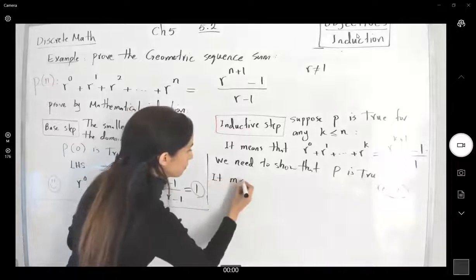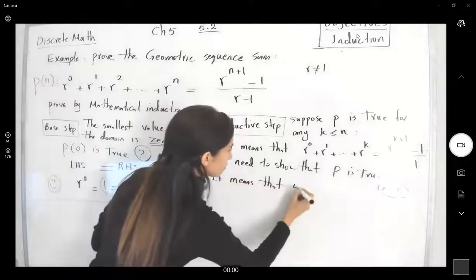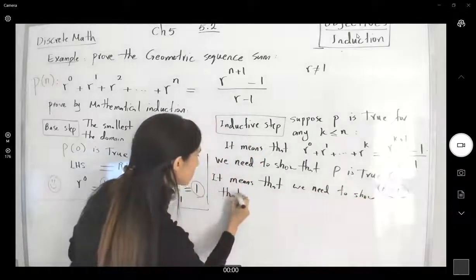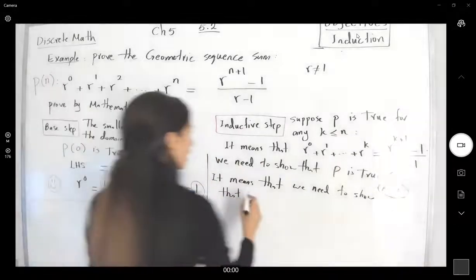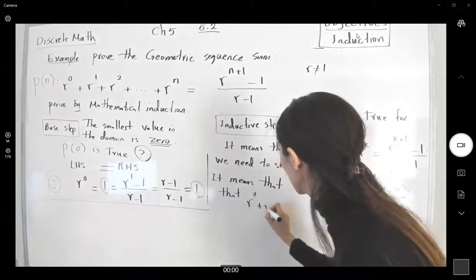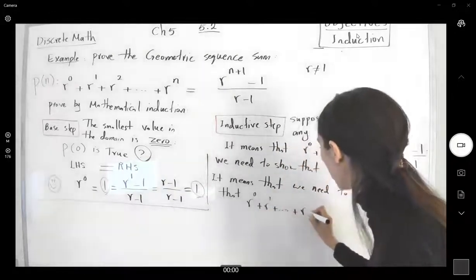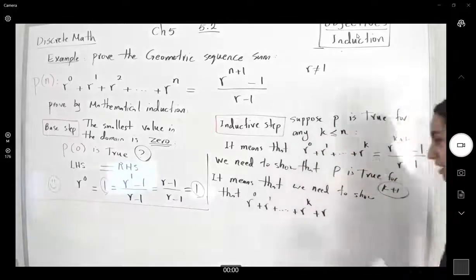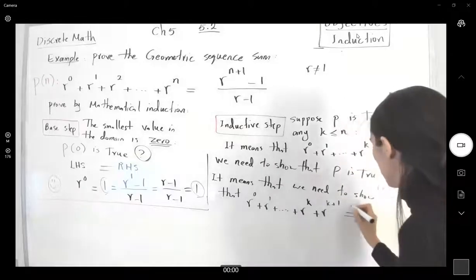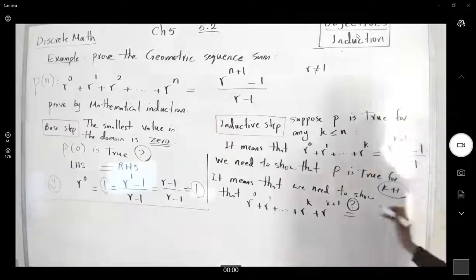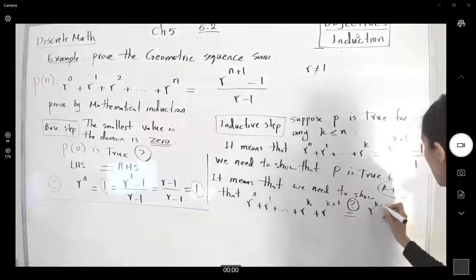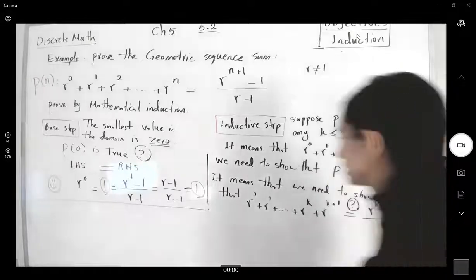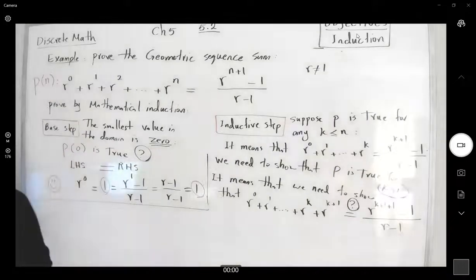So it means that we need to show that r to the power 0 plus r to the first power plus dot, dot, dot, r to power k plus r to power k plus 1 is equal to, so I'm going to put a question mark here, r raised to power k plus 1 minus 1 divided by r minus 1. This is what we're trying to prove here.